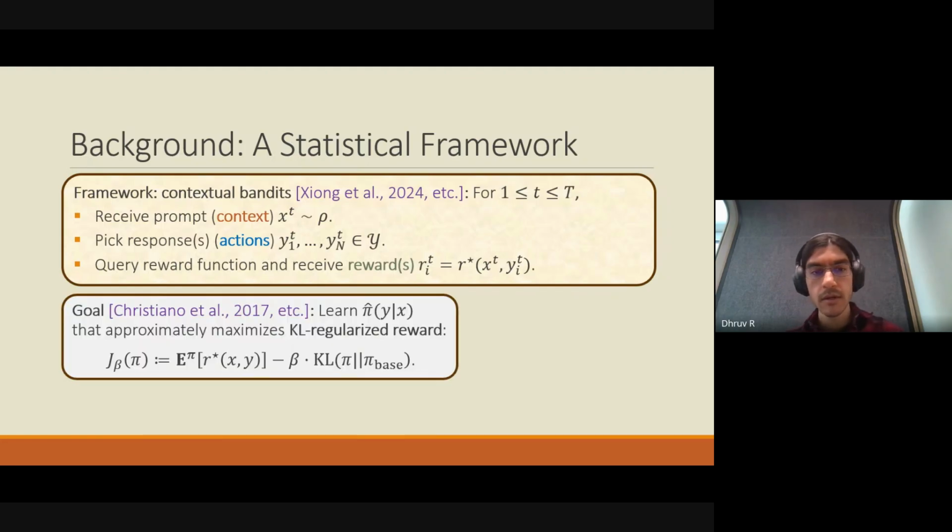Now, the standard goal in this reinforcement learning setup is to learn a model, pi-hat, that approximately maximizes the KL regularized reward. So in standard bandits and contextual bandits, you just want to maximize reward. In this setting, we care about not straying too far from the base model that we pre-trained. We don't want to lose the capabilities that it had. And so we regularize our objective towards the base model according to some parameter beta and measured by KL divergence.